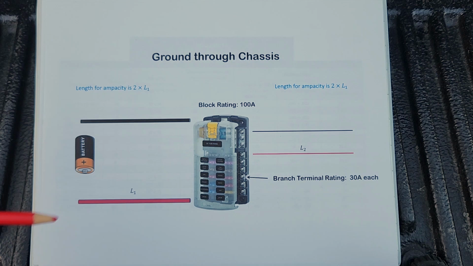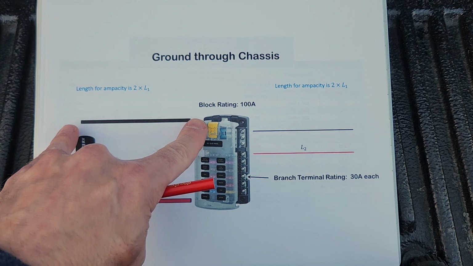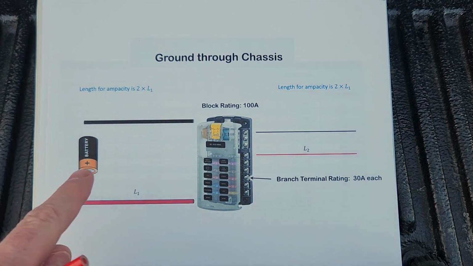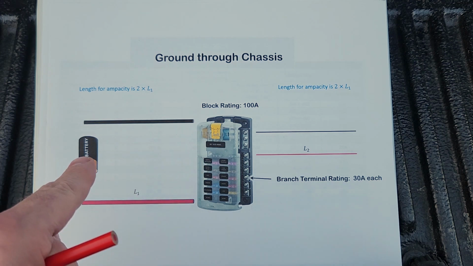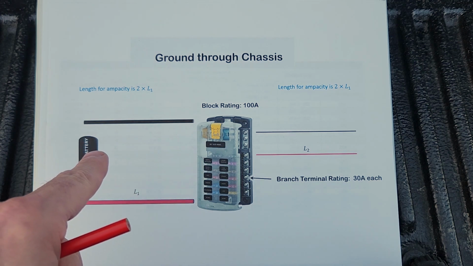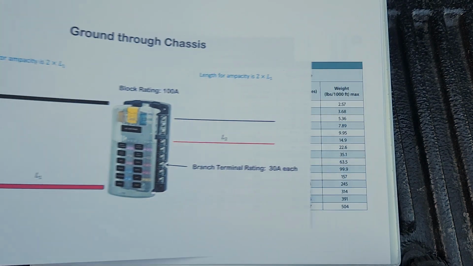On the other hand, there are good reasons not to run the return path through chassis. So in that case, we've got resistance here and resistance here. And so we'll measure the length of the run from power source to load, and then we'll double that length. And that's the length we'll use when we do the wire sizing calculations.